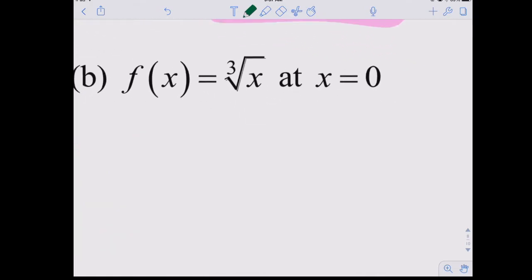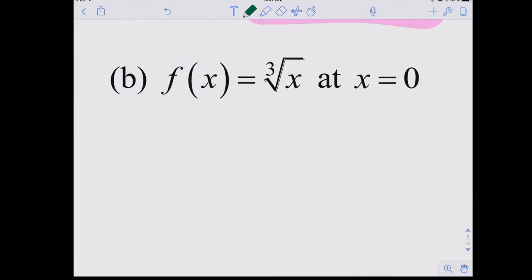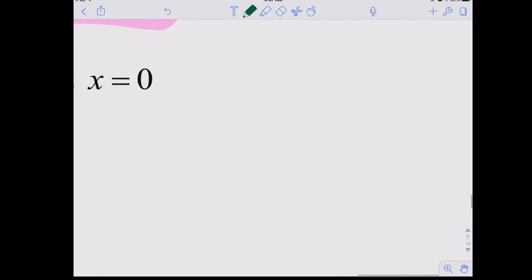All right, letter B, we got the cube root of x. The cube root of x, that's the inverse operation of doing what to a number? If you take the cube root of a number and you're like, oops, I didn't mean to do that, how can you get your original number back? Cube it, right? So the cube root of x and x cubed are inverse functions of each other.